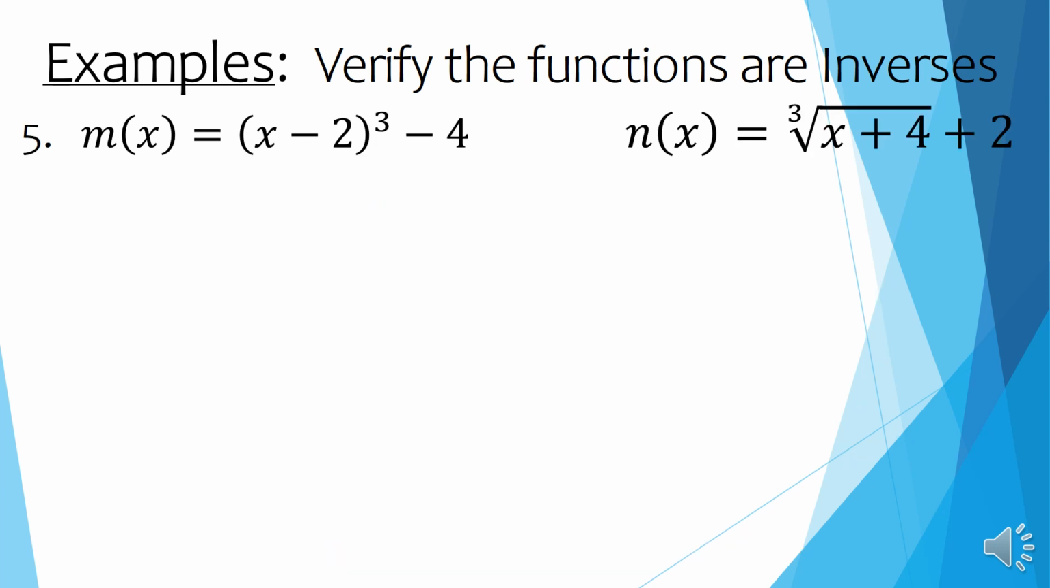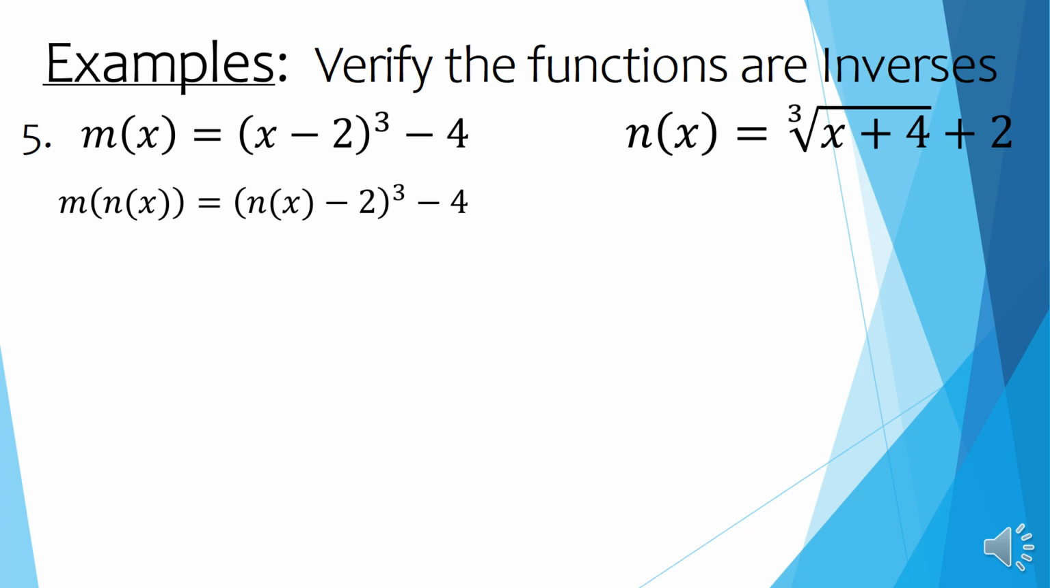Okay, example 5. This is our last one for verifying that functions are inverses. We're given m of x equals the quantity x minus 2 cubed minus 4, and n of x equals the cubed root of x plus 4 plus 2. We'll first check m of n of x. That would be n of x minus 2, the quantity cubed minus 4. Don't forget that first part.